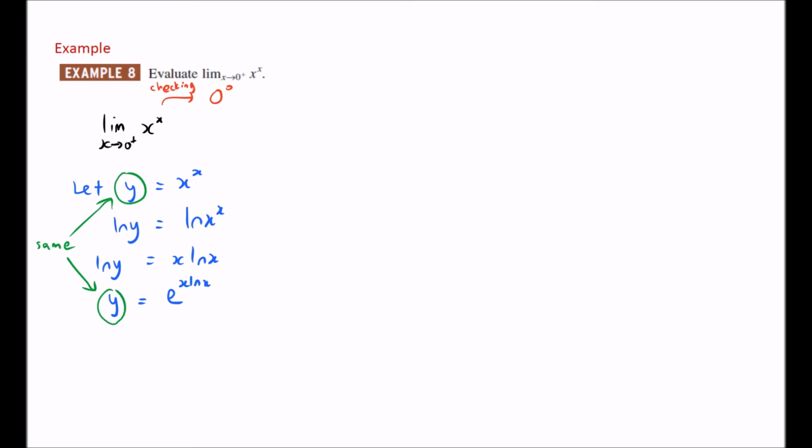So we can safely say that the limit as x approaches 0 plus of x to the power x will be the same as the limit as x approaches 0 plus of e to the power of x times ln x. So we are here, but we haven't reached 0 times infinity yet. We're going to reach it soon.